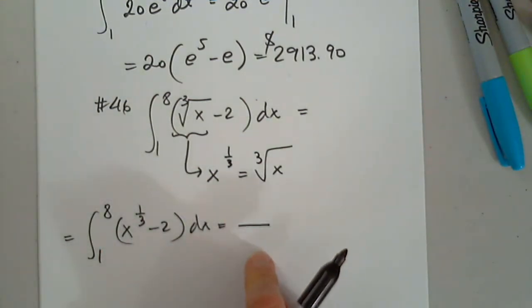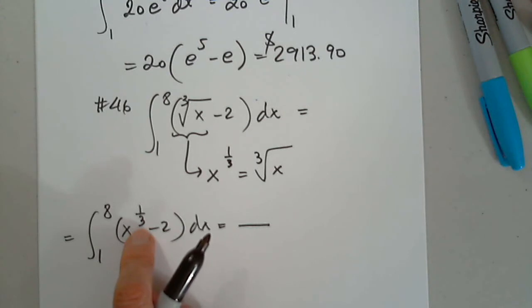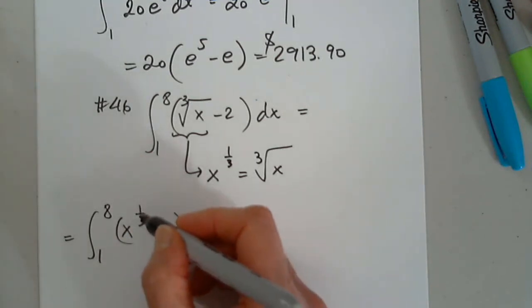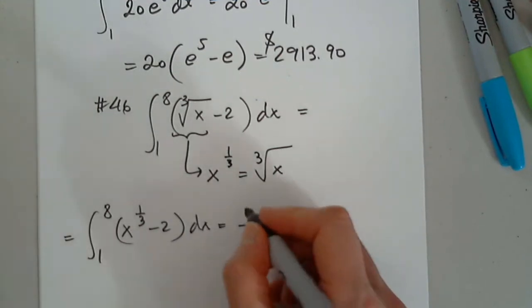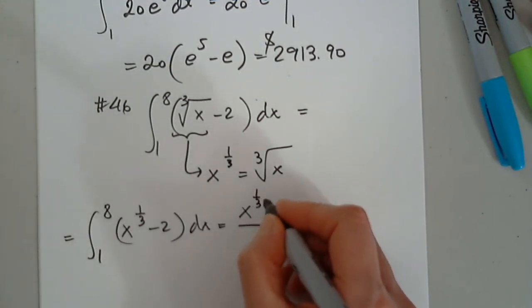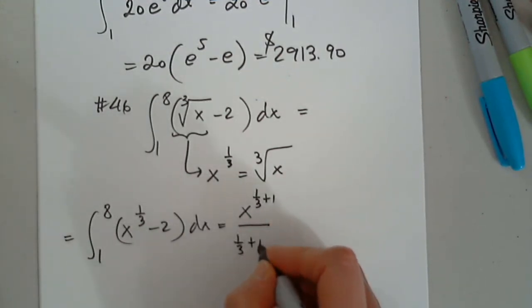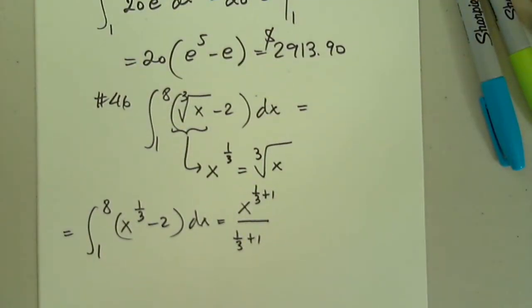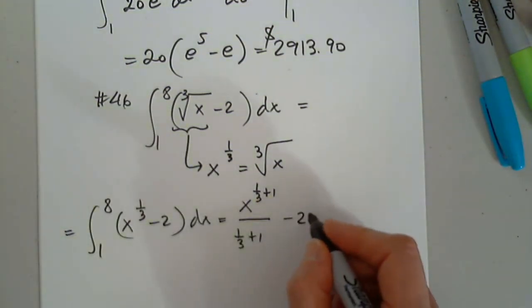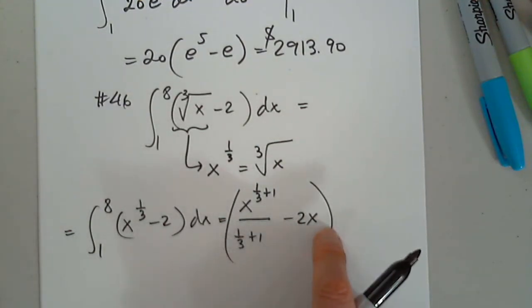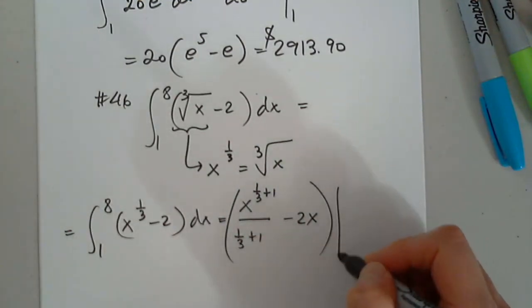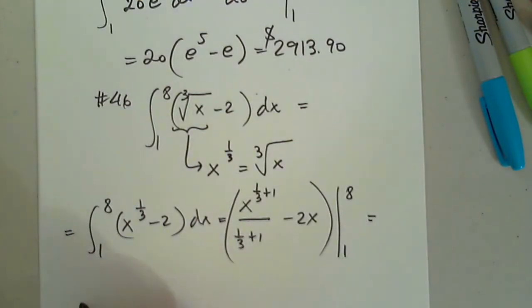What function prime gives us x to 1/3? And remember, we have to increase the power by 1 and divide by the result. So you can write it like this: x to 1/3 plus 1 over 1/3 plus 1, and we'll come back to it. And then minus 2 times x, because the derivative of negative 2x is negative 2. So this is from 1 to 8.